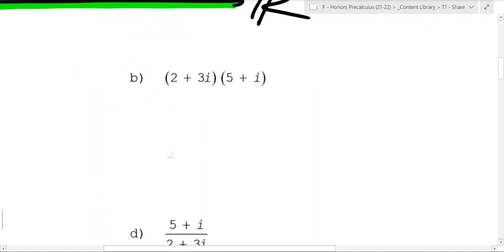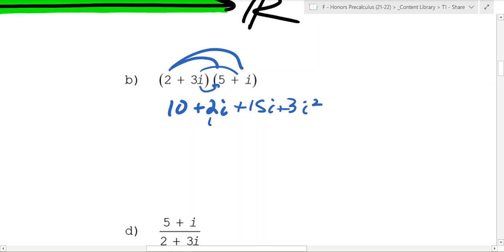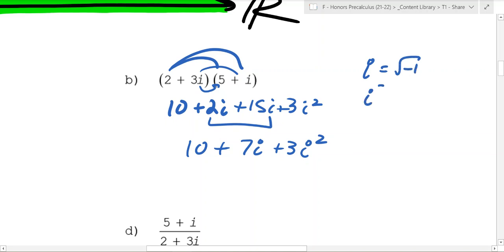What about over here? You multiply it out. 2 times 5 is 10, 2 times i is 2i, and then 15i, and then 3i squared. Like terms, 10 plus 17i plus 3i squared. But the key is i is equal to the square root of negative 1. So i squared is the square root of negative 1 times the square root of negative 1, which is negative 1. This is really important.